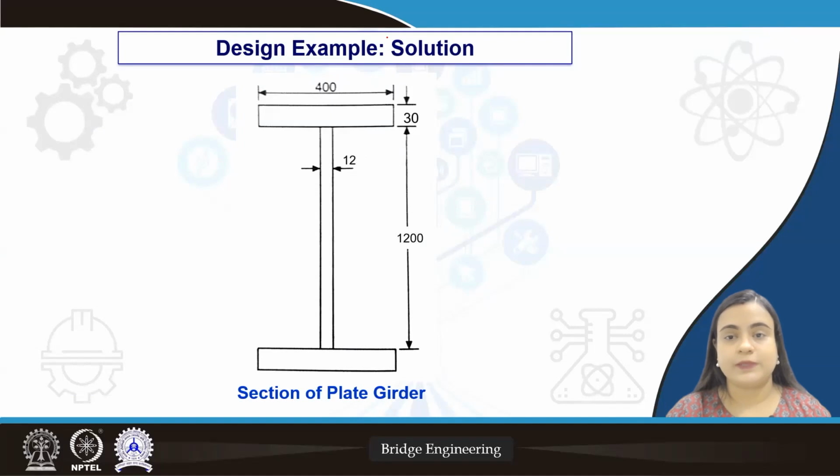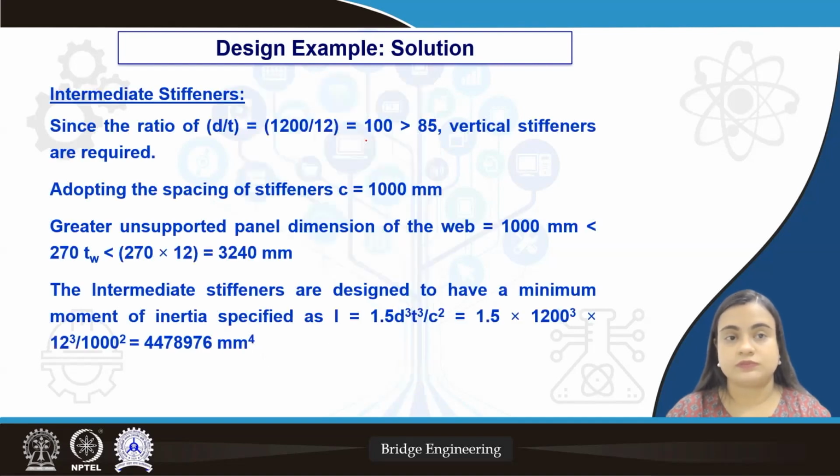So this is the section of the plate girder having web thickness of 12 millimeter, flange thickness of 30 millimeter and depth of 1200 millimeter. The flange width is 400 millimeter. We can go for intermediate stiffeners. Since the ratio of d by tw equals 100, which is greater than 85, vertical stiffeners will be required. Adopting the spacing of the stiffeners c equals 1000 millimeter. The greater unsupported panel dimension of the web equals 1000 millimeter, which is less than 270 tw. So it means 3240 millimeter.